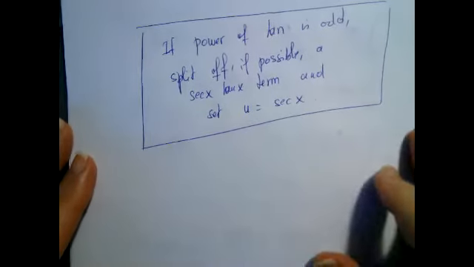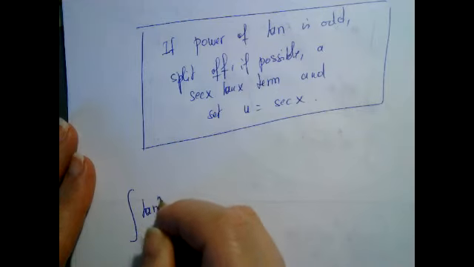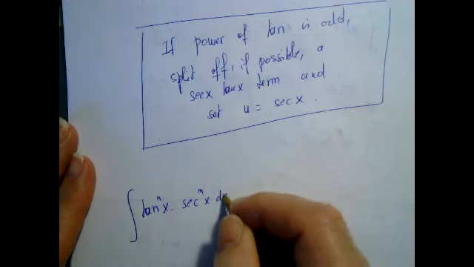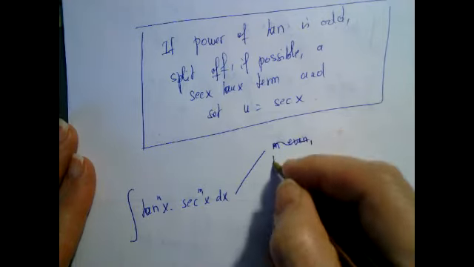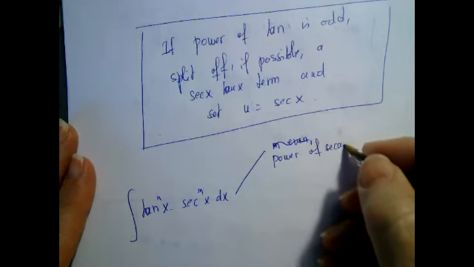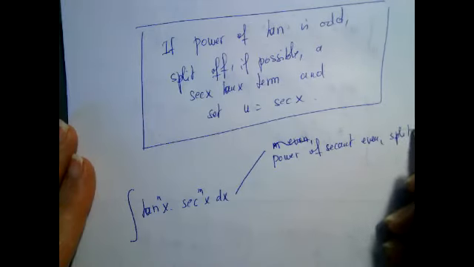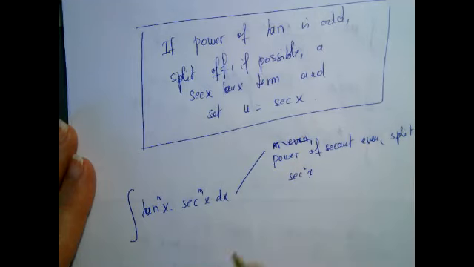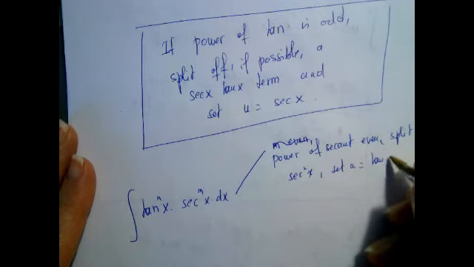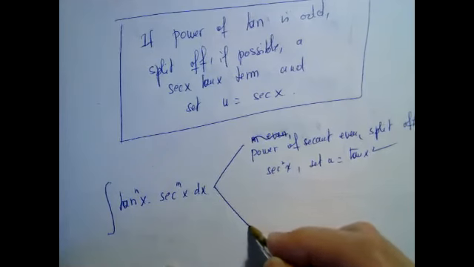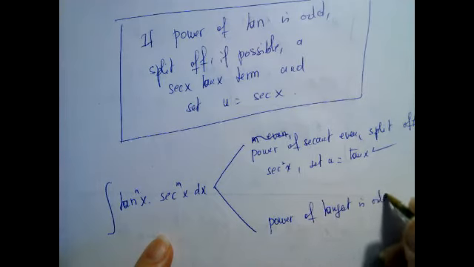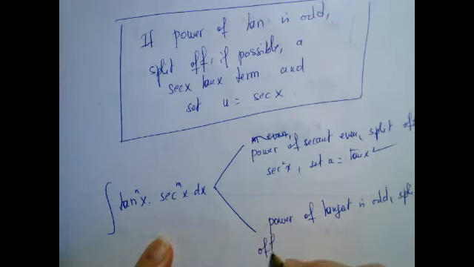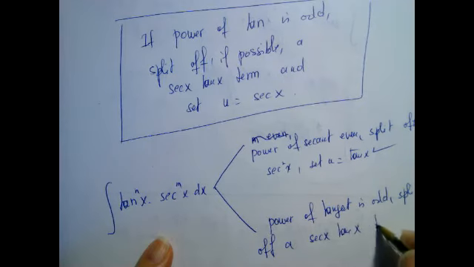Let me sum up the two cases that we have. For the integral of secant to the m, dx, if m is even, meaning the power of secant is even, split off the secant square term and set u to be tangent. Now, if the power of tangent is odd, then split off a secant tangent term and set u to be secant x.